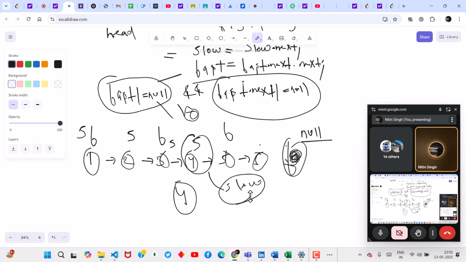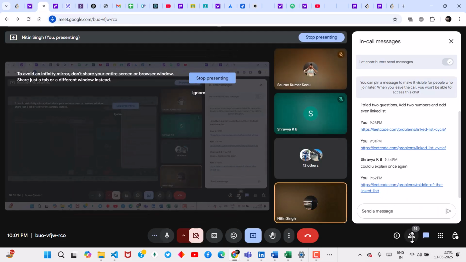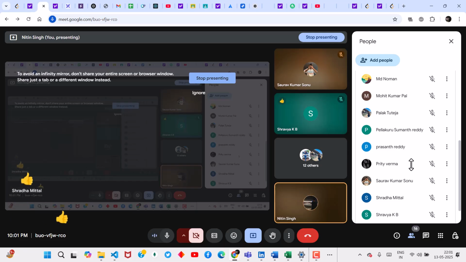Guys, give me a thumbs up if I'm clear with this problem: how to find the middle node in a linked list. Does anyone still have any confusion? Anyone? Shravya, Shraddha, Shrutika, anyone? Palak, Kriti, Noman, Mohit, are you guys clear with that? Is there anyone else who still hasn't understood something? He or she can ask.